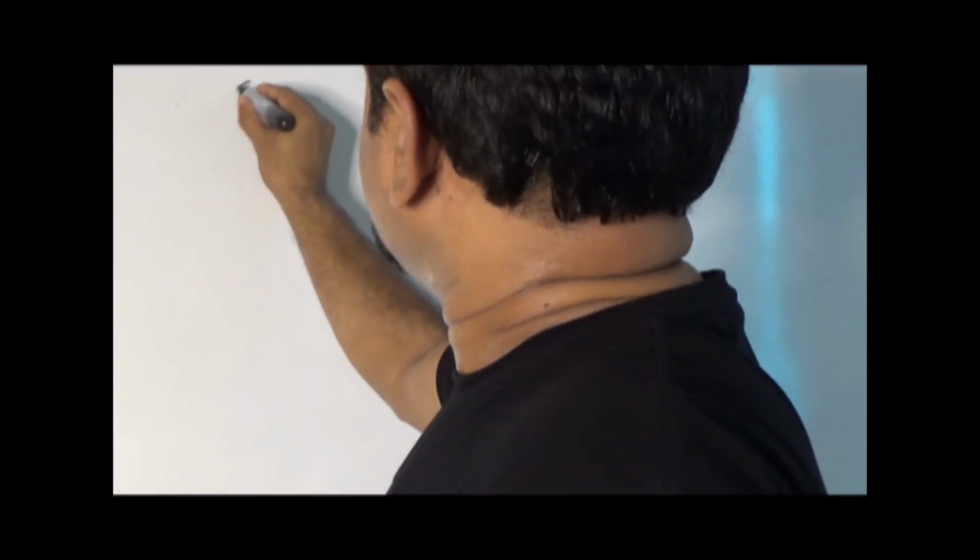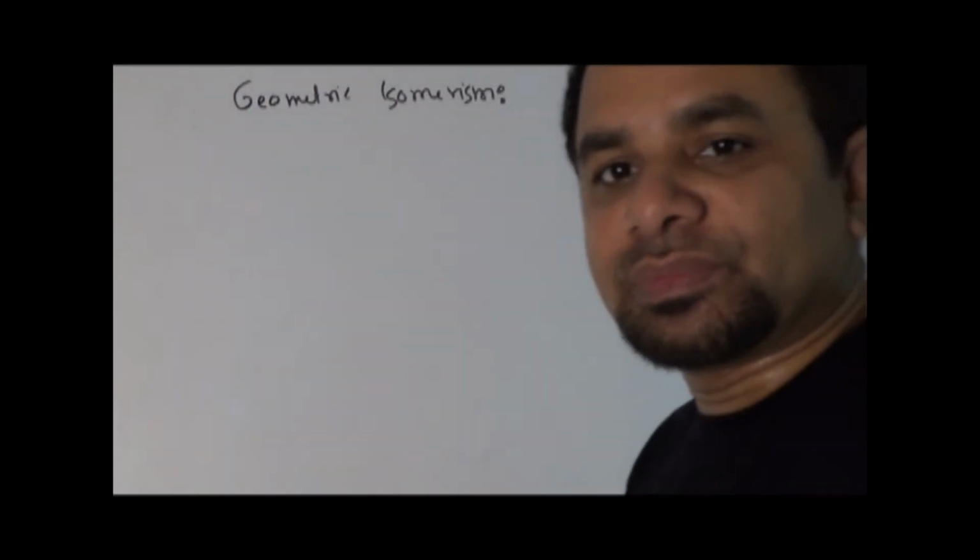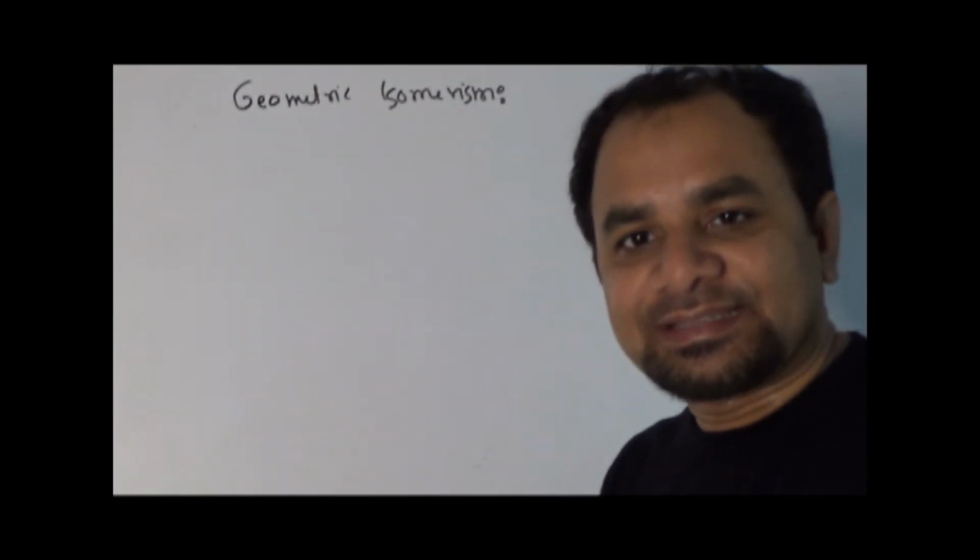Now I want to discuss stereoisomerism. Stereoisomerism has two types, geometric or cis-trans, and optical isomerism. Stereoisomerisms are made due to the spatial arrangement. Already I told you the structure and molecular formula are the same, but the arrangement is different. Let's see. Geometric isomerism. Geometric isomerism is also called cis-trans isomerism.